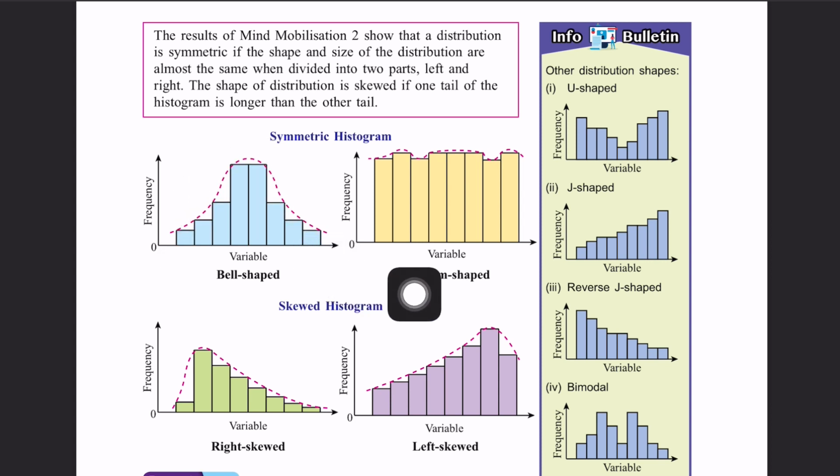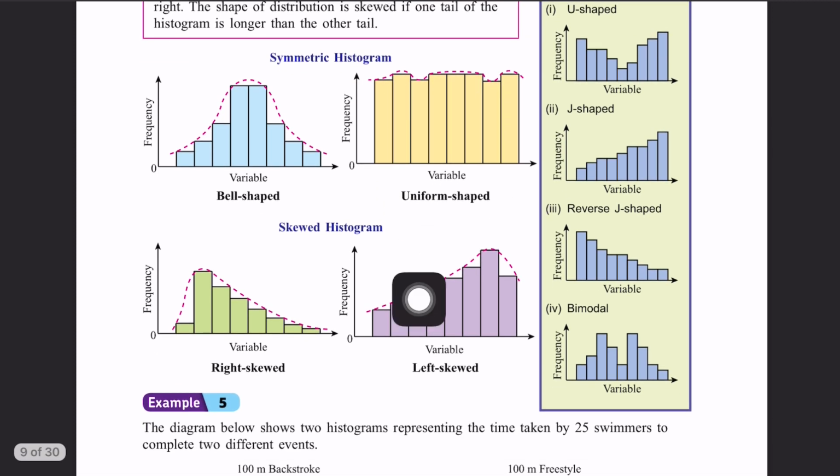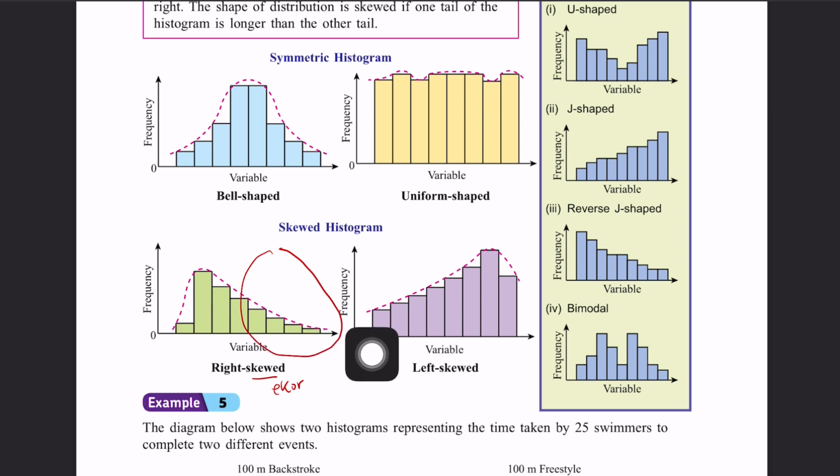Okay, next one we have uniform shapes. Okay, lebih kurang sama tinggi dia. Okay, next kita tengok right skewed. Okay, right skewed, tengok ekor dia. Skewed ni kita tengok ekor dia. Ekor dia ke kanan. So dia right skewed.